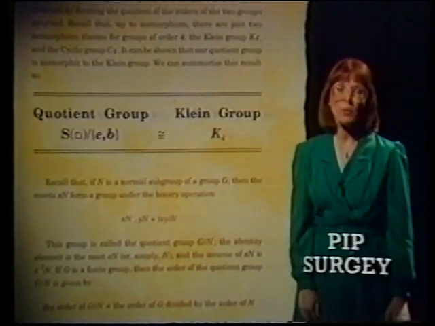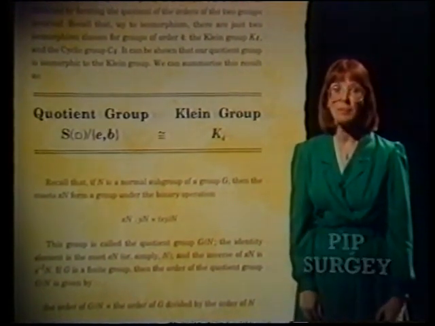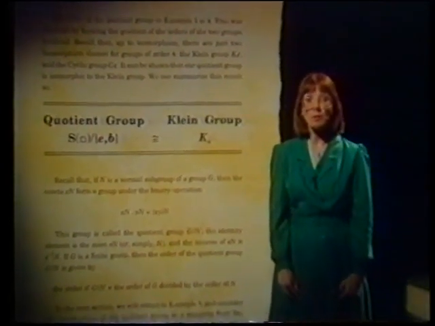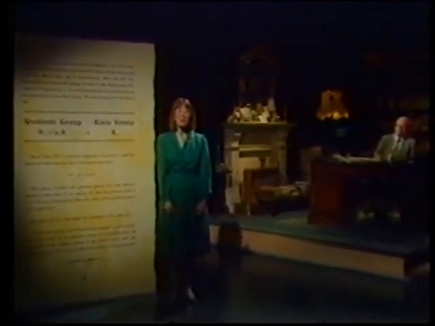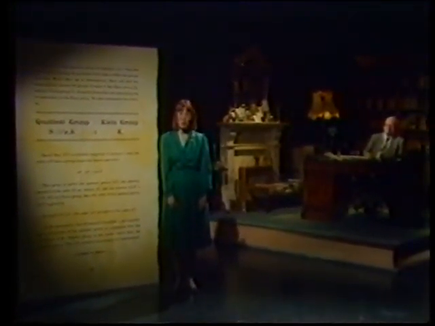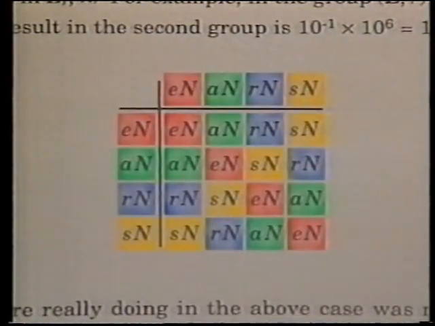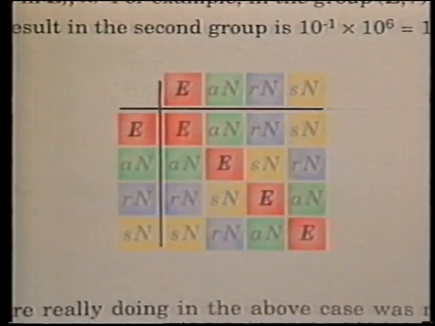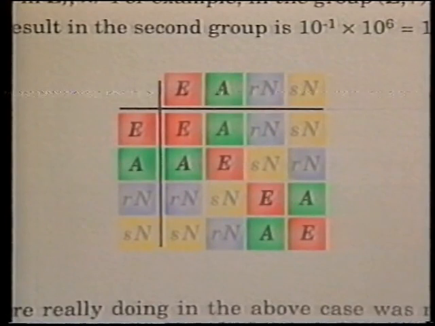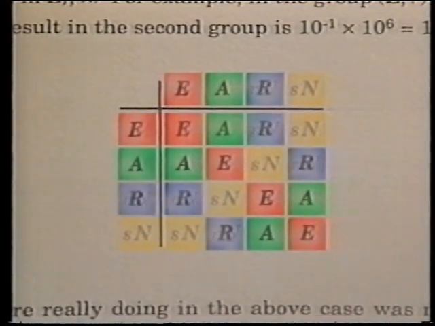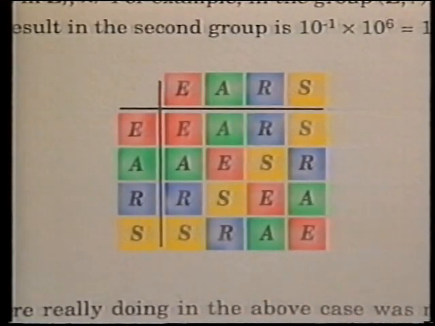We identified this quotient group by blocking the Cayley table. But in the rest of this program, we'll be using homomorphisms to identify quotient groups. So let's begin by looking at what we've just done from a different point of view. We'll replace each of these cosets by a single letter: EN by capital E, AN by capital A, RN by capital R, and SN by capital S. Here's the completed Cayley table.